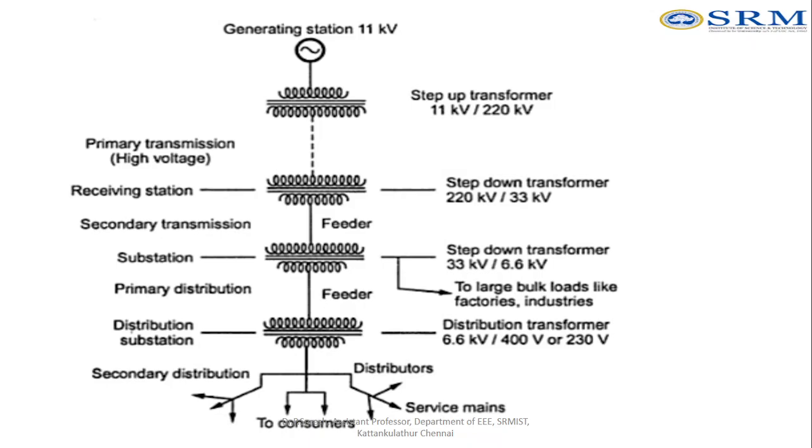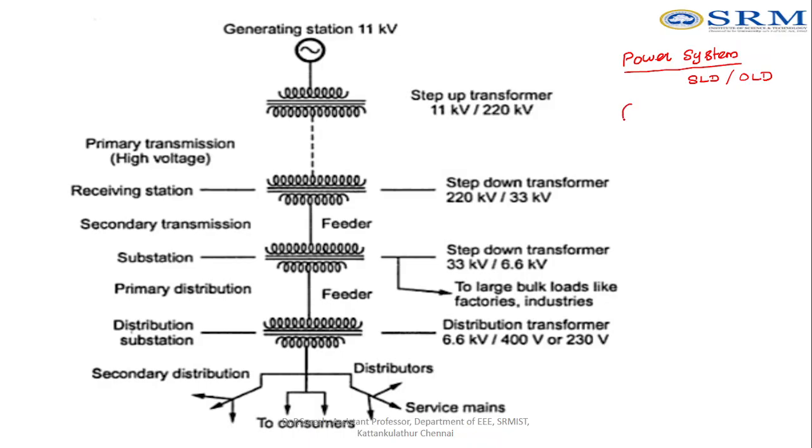Now we will see the single line diagram of a power system. If I take a power system, I can draw a single line diagram or one line diagram. It is simply called SLD, or it can be called OLD, one line diagram. As you know, a power system consists of three things: generation, transmission, and distribution.